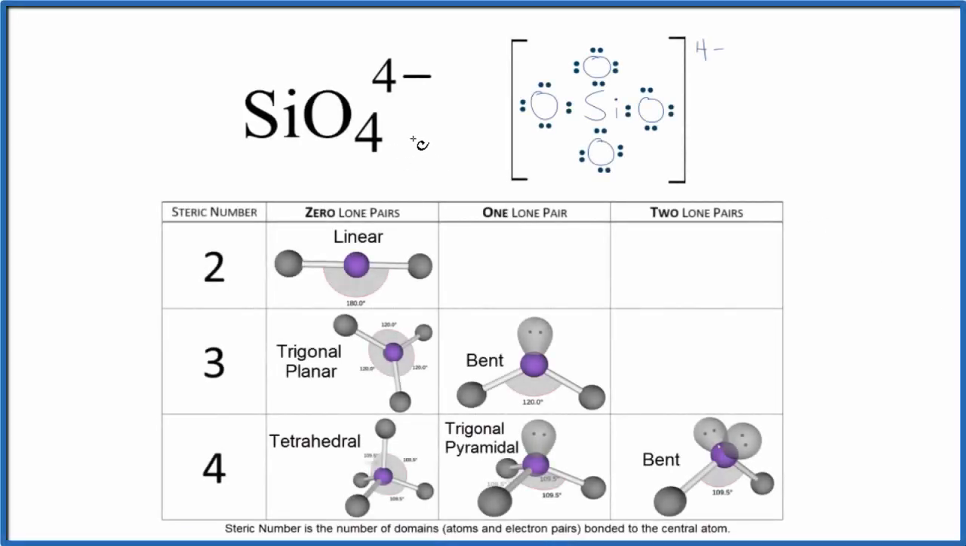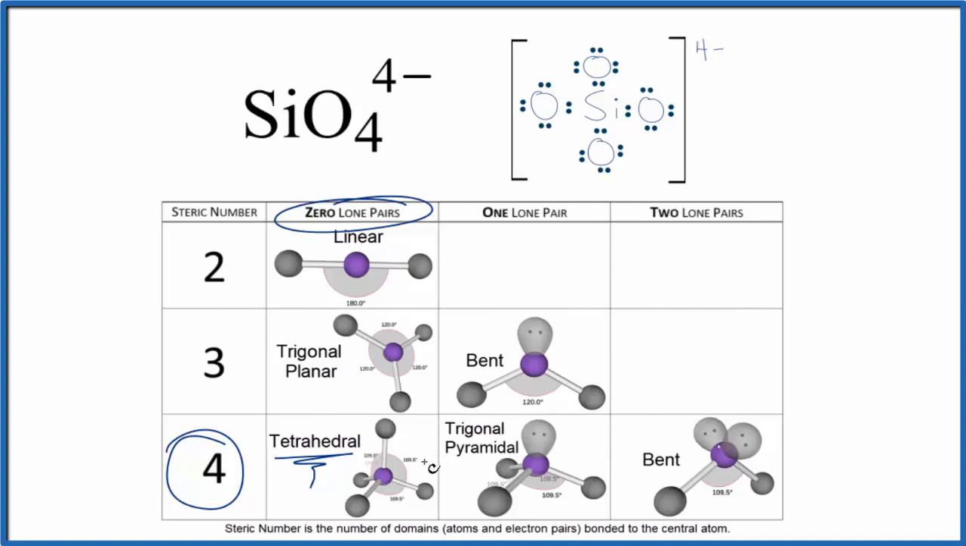Let's take a look at the molecular geometry for SiO4 4-. This is the silicate anion. So we'll start with the Lewis structure, and we can see we have this central atom, this Si here, and we have 1, 2, 3, 4 atoms bonded to it, and there's no lone pairs. So we have 4 things bonded to it. That means we have a steric number of 4, and we don't have any lone pairs. It's going to have a tetrahedral molecular geometry, and the bond angles will be about 109.5.